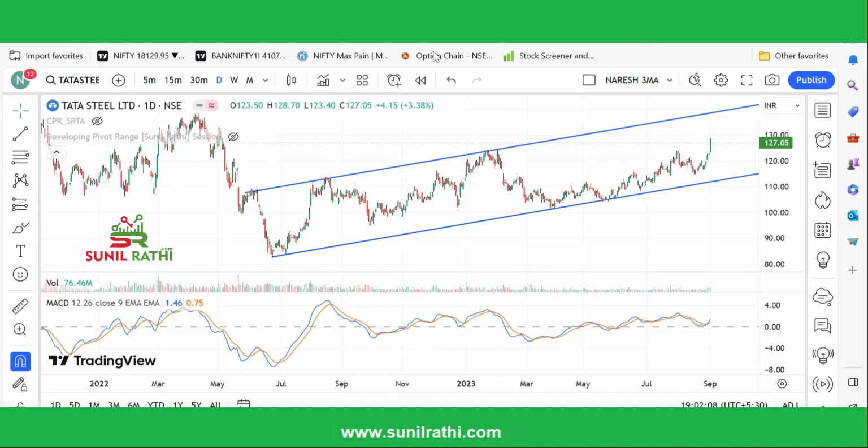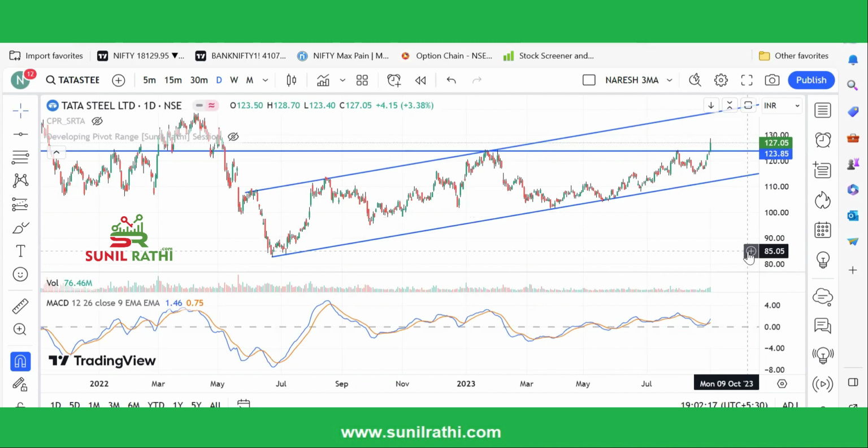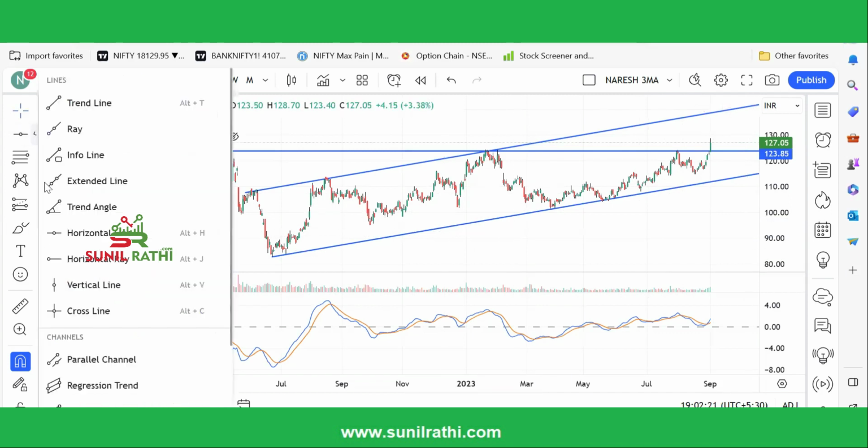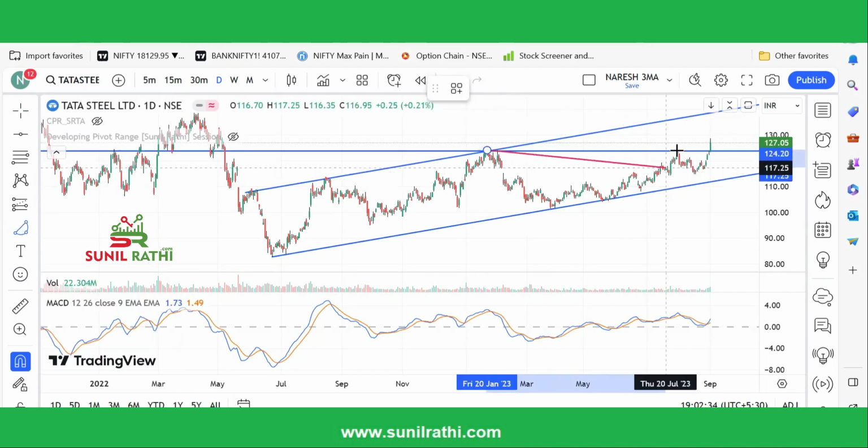The second observation that we have is that recently the stock has broken through its horizontal resistance, which was placed around 123.85.